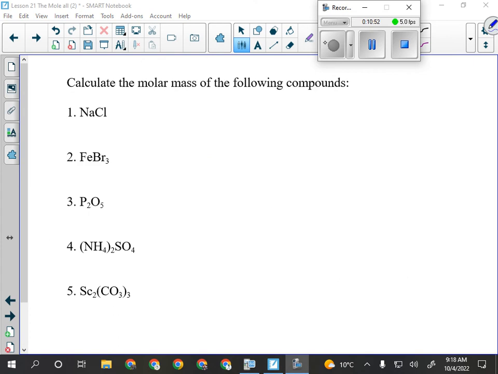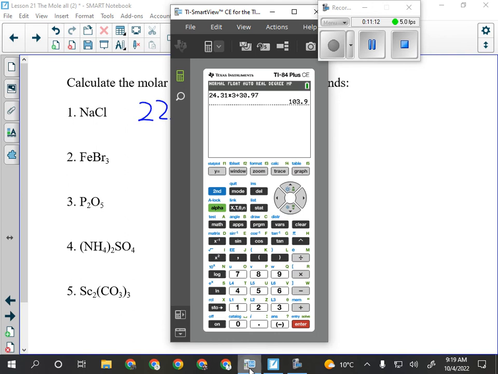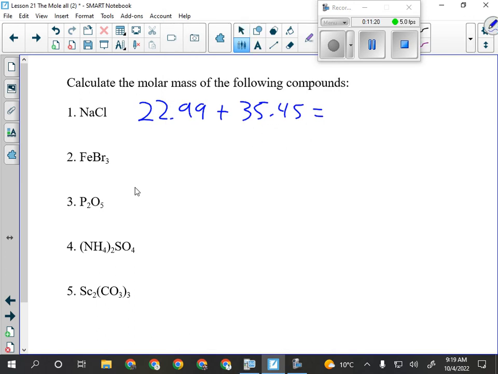Let's look at the first two here. So for sodium chloride, our atomic mass for sodium is 22.99 grams per mole. There's only one sodium, so I just leave it like that. And I add it to chlorine, which is 35.45, and so 22.99 plus 35.45 is 58.44 grams per mole. Questions on the first one? That's about as easy as they get.